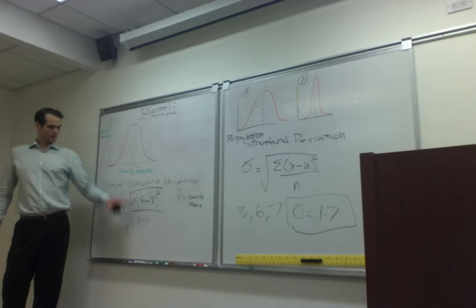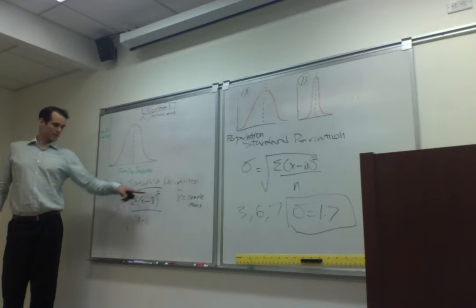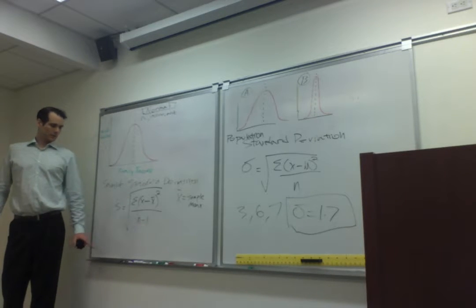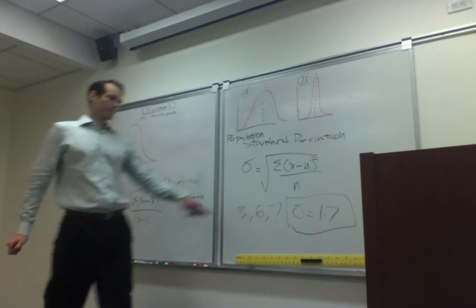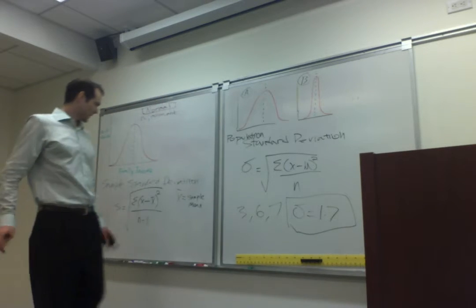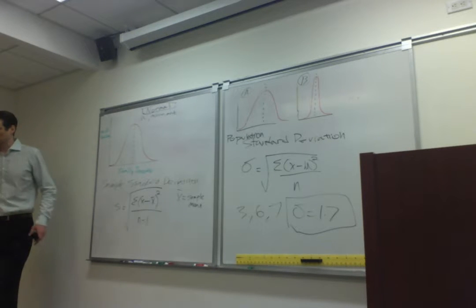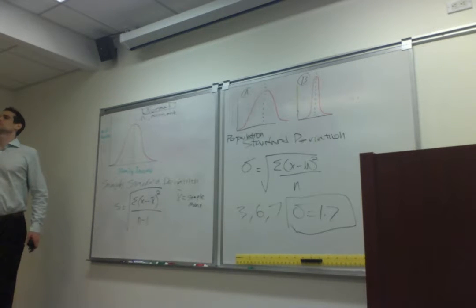And by adding up the sum of the squared differences and dividing by n minus 1, instead of dividing by n, it's going to make that number just a little bit bigger. And why do we want that number to be a little bit bigger? Dr. Williams?